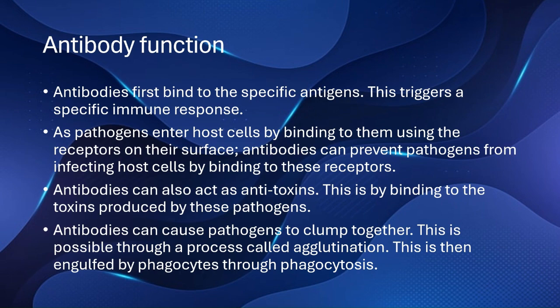Antibodies can also act as antitoxins. You might have seen these as 3 markers in GCSE. But yeah, they can also act as antitoxins, by binding to the toxins produced by these pathogens. Antibodies can cause pathogens to clump together. This is through a process called agglutination. And this is then engulfed by phagocytes through phagocytosis, which you guys are very familiar with.